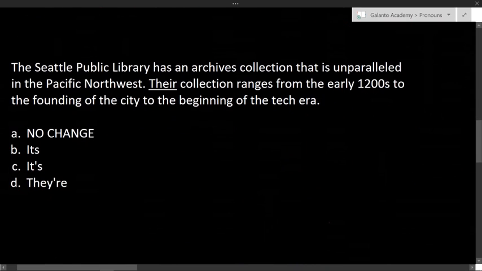The Seattle Public Library has an archives collection that is unparalleled in the Pacific Northwest. Their collection ranges from the early 1200s to the founding of the city to the beginning of the tech era. So there, that's our pronoun. Our antecedent is library. So is there a good substitute from library? Well, no. So we can't use no change because there is plural, library is singular. So its here would be our best choice. And remember, C would not work because when we have that apostrophe there, that actually means it is.